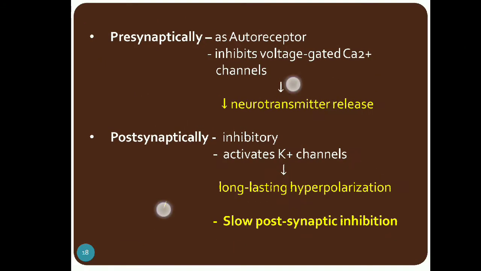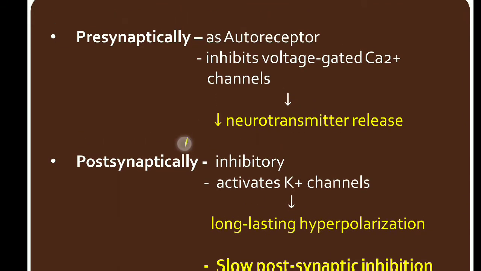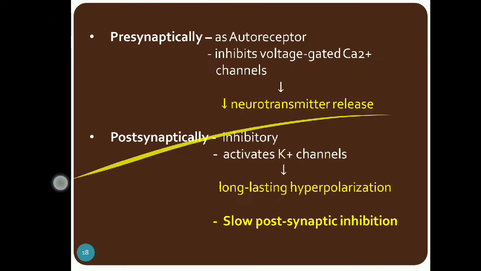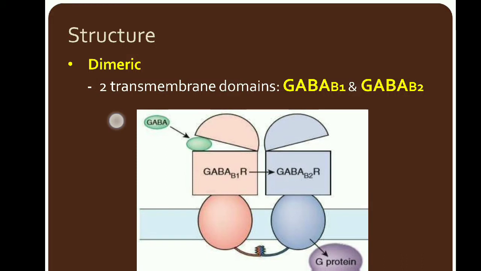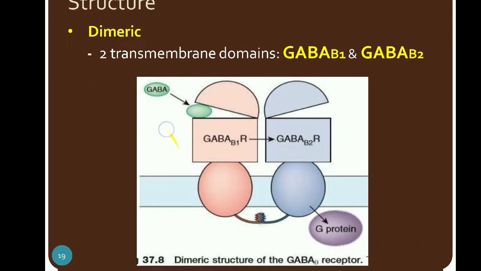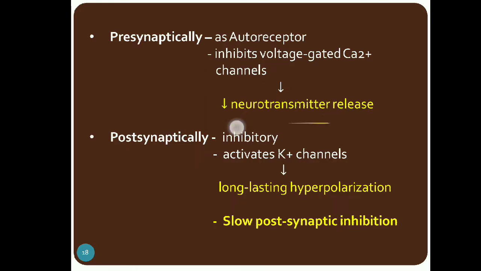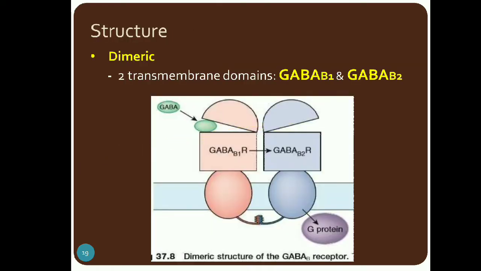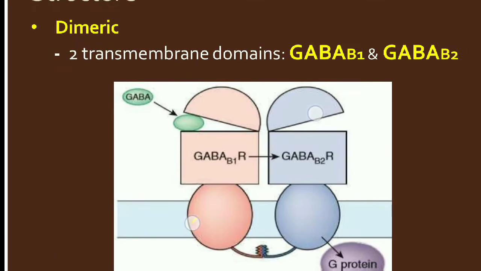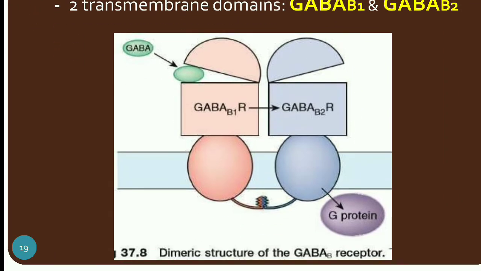When we talk about the structure of GABA B, this is the GABA B structure. It is a dimeric unit with two transmembrane domains, GABA B1 and GABA B2. These are the two types, B1 and B2. And the G protein is found in the cytosolic domain of the GABA receptor.